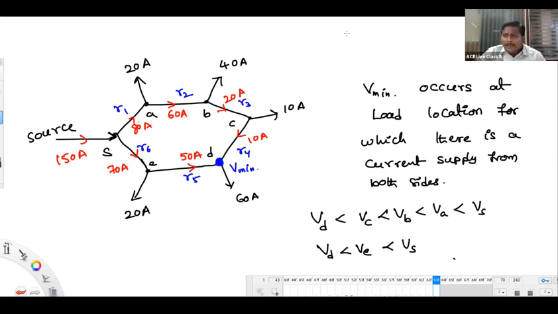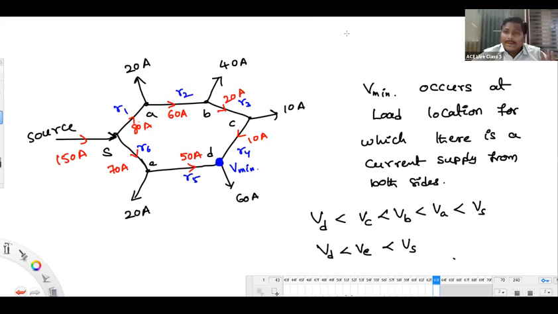Same phenomena you can apply even for radial system fed by two sides also. There you have to apply KVL from one end to the other end, and you have to assume some current I and find out the current distribution. Check the load location where you get the current supply from both sides. That is the lowest voltage point.